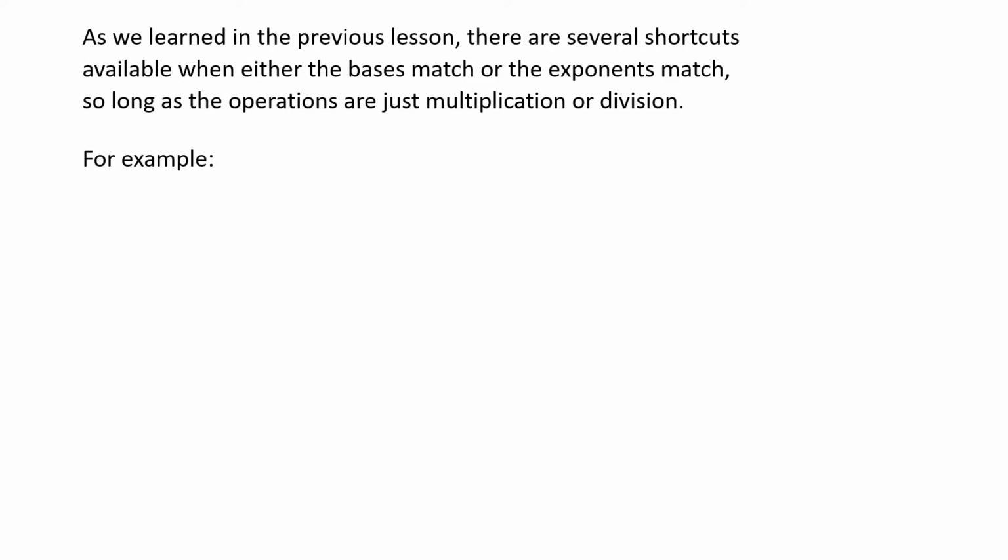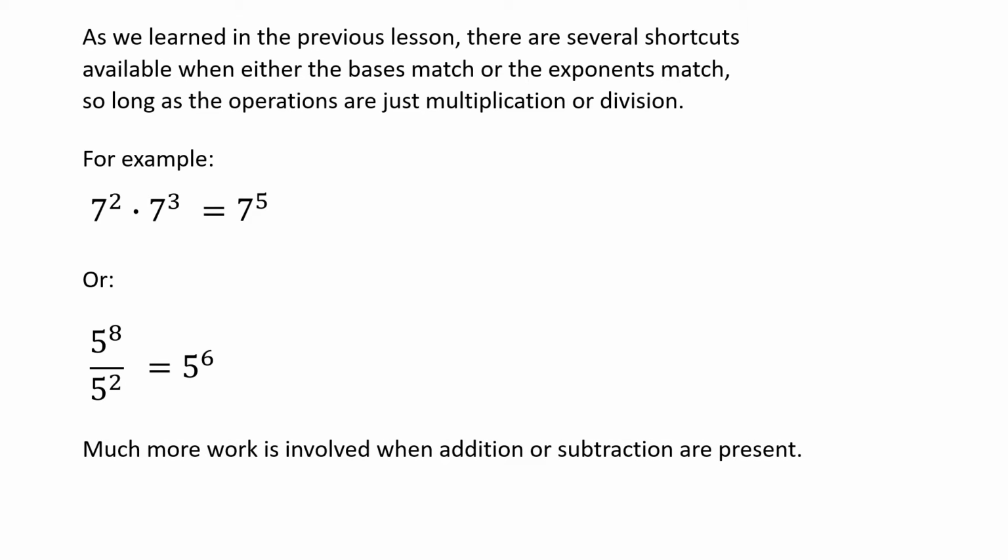Right, so here's an example of what we've been doing. We said, hey, if you got 7 to the second times 7 to the third, the base is matched, we can just do 2 plus 3 and get 5. It's 7 to the fifth power. If we have like 5 to the eighth over 5 to the second, we say, hey, the bases match. Simple enough, 8 subtract 2 is 6. Right, so again, if multiplication or division is involved, shortcuts are really nice and straightforward. But if we've got addition or subtraction, that's when things get a little bit slower.